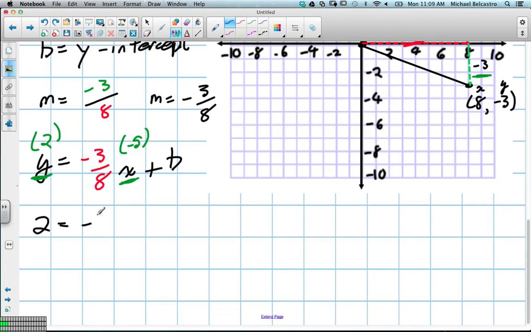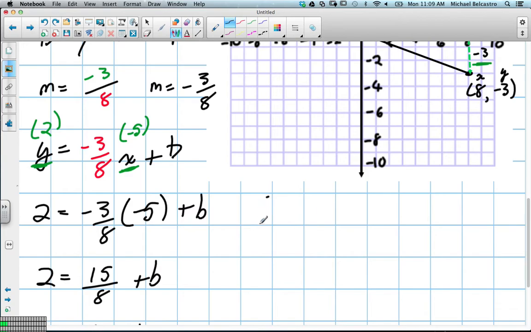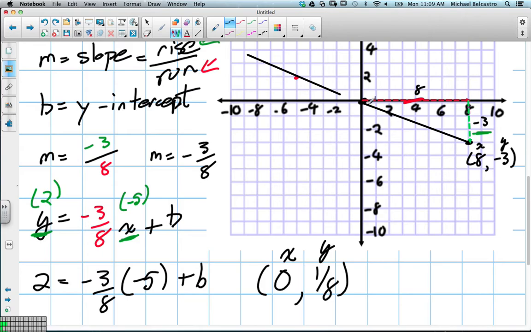So we have 2 is equal to negative 3 over 8 multiplied by negative 5 plus b. That will give us 2 is equal to positive 15 over 8 plus b. Our b value will then be 16 over 8 minus 15 over 8. So our b value is 1/8. Okay. So in this case, our y-intercept is an x value of 0, right? Whenever we're doing a y-intercept, we know our x value is 0, and our y value is 1/8. So very close to the origin, but not exactly where our positional vector was.